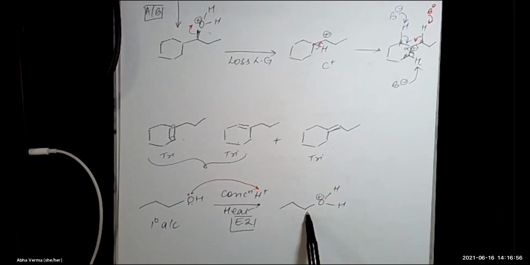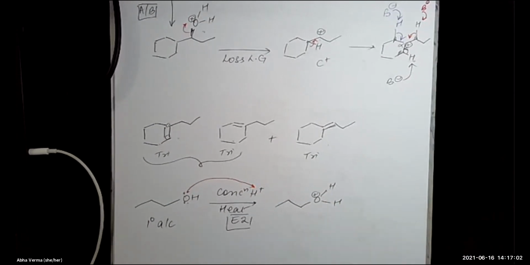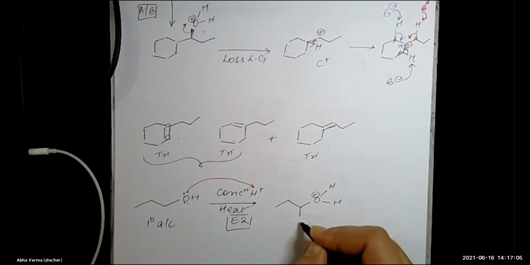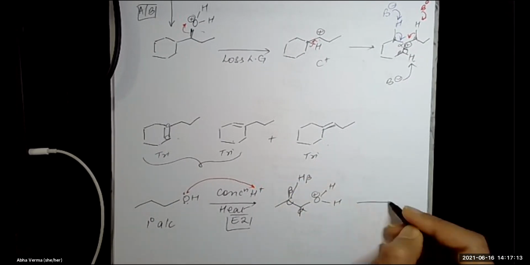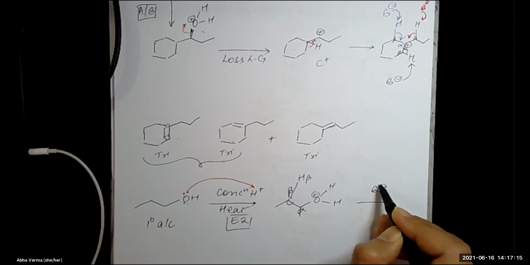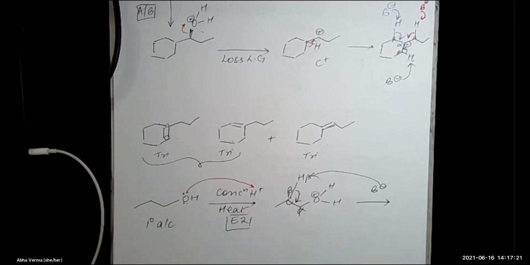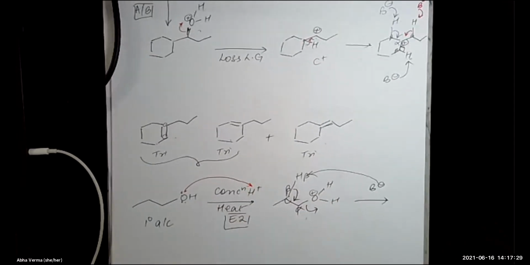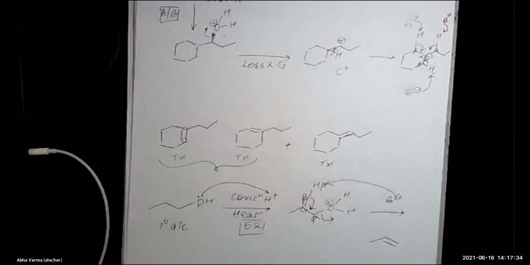Now, because it is a primary carbon, it will take no time for the E2 to occur. So this is your alpha carbon. This is your beta carbon. You need the hydrogen of the beta carbon. A base will come, abstract this hydrogen. This bond breaks, the leaving group leaves. So all of these happen in a concerted motion, and you get your dehydrated alkene.